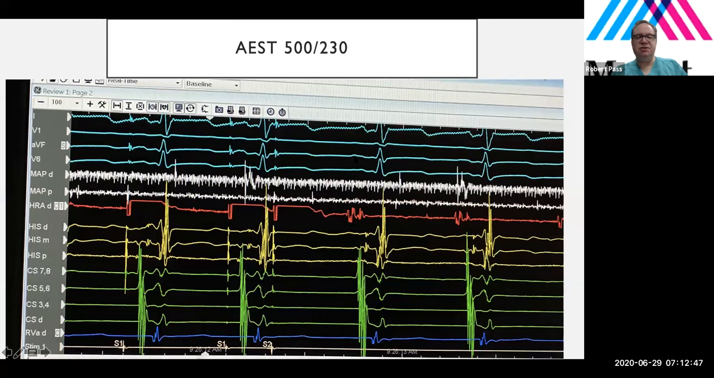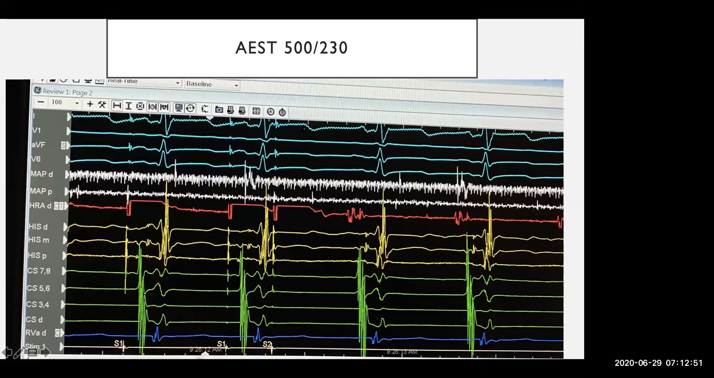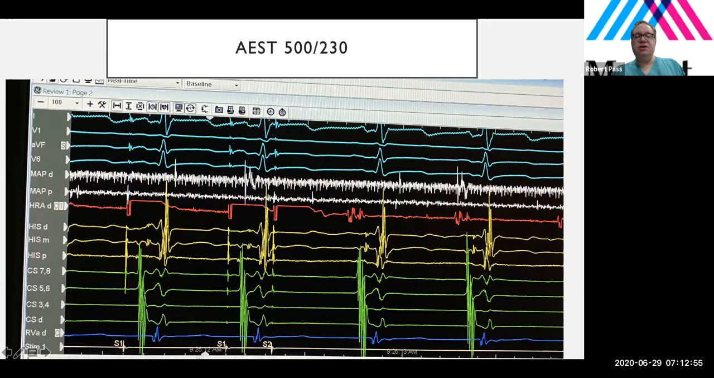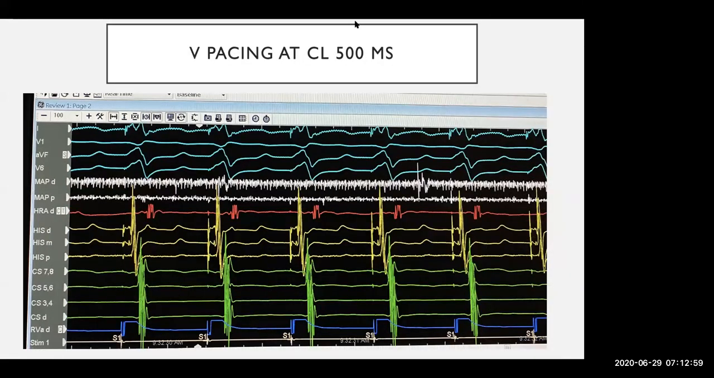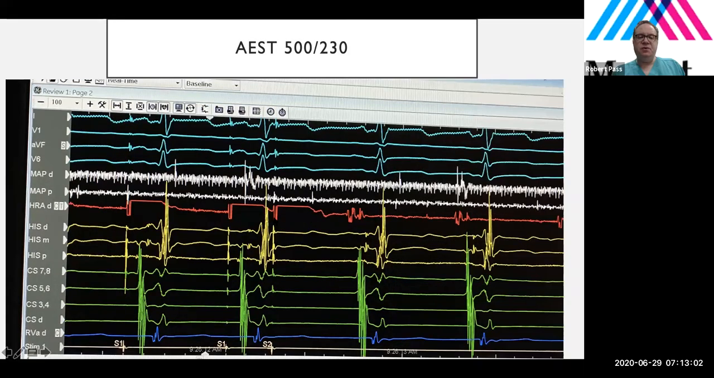Look on the surface electrocardiogram. Remember, that's always a good first place to look. But there's no conduction. That's right. There's no conduction, and there's actually no capture either, right? So when we pace the atrium, we don't see anything afterwards. We don't even see a P wave. We don't see any electrical activity.